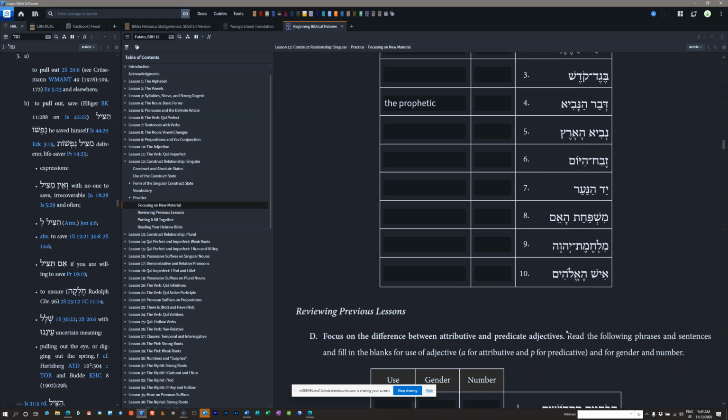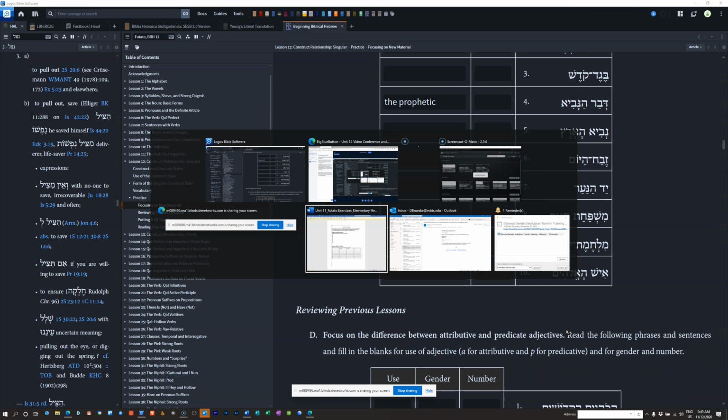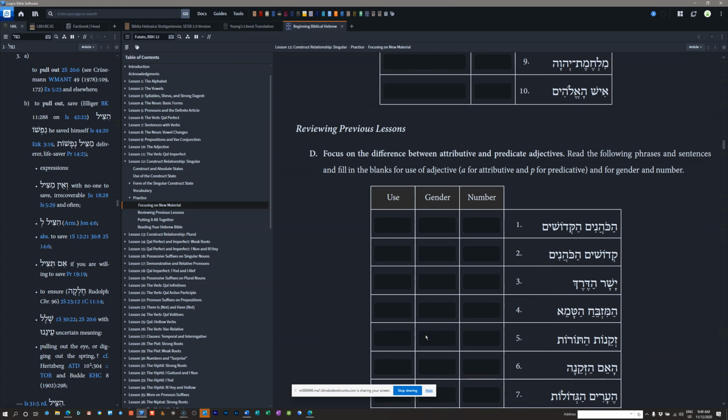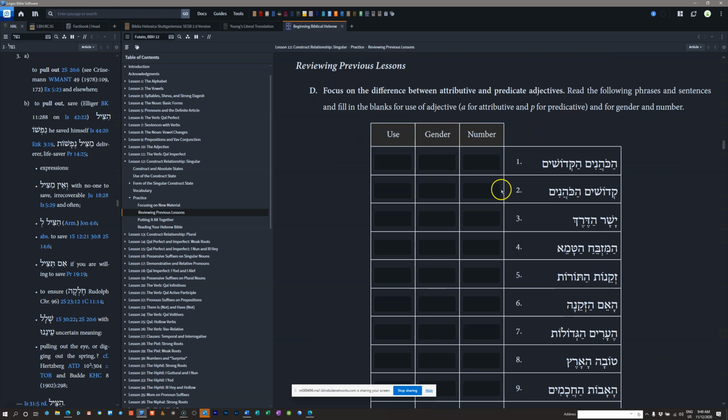All right. Let me check the assignment. We'll go to D, E, and F. All right, so here we're looking at attributive versus predicative adjectives.